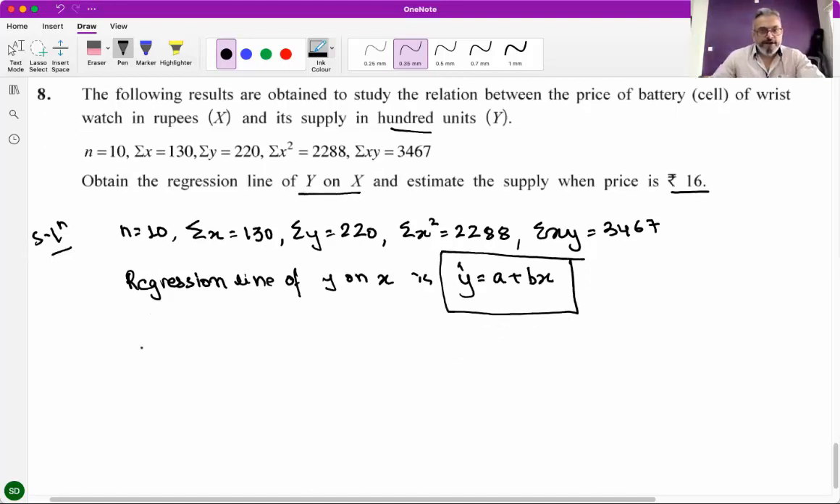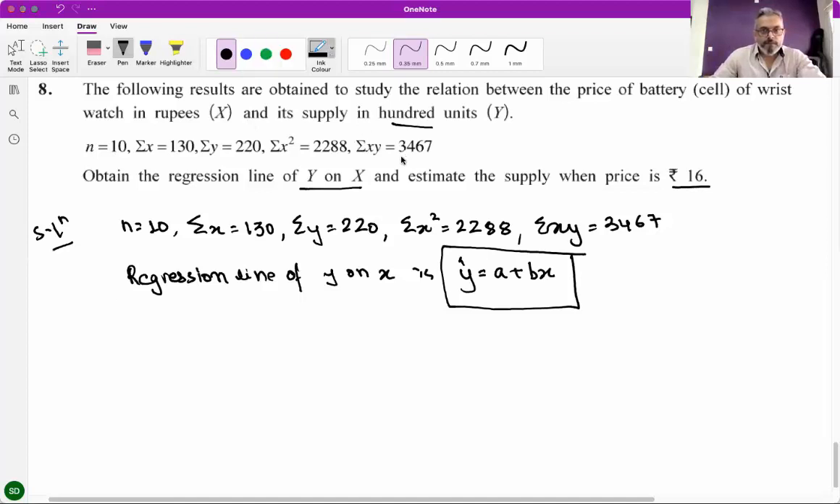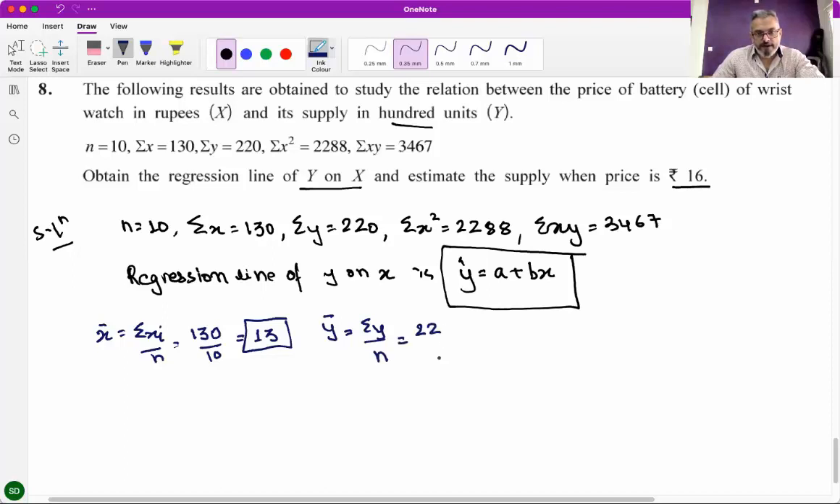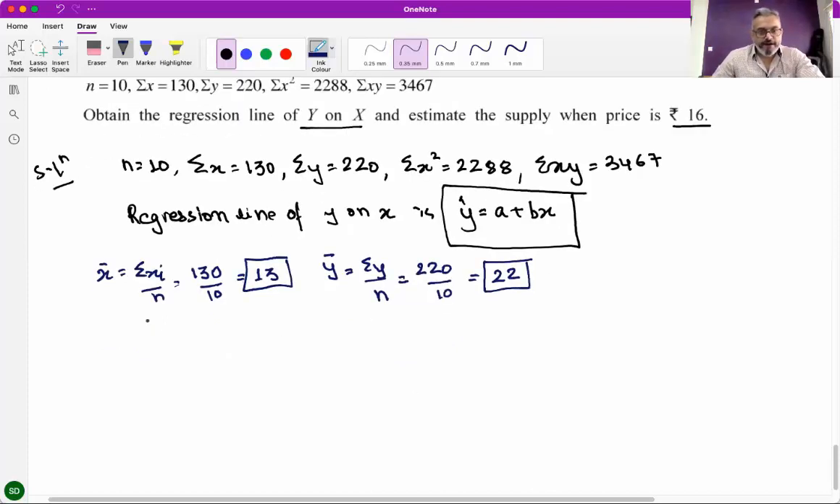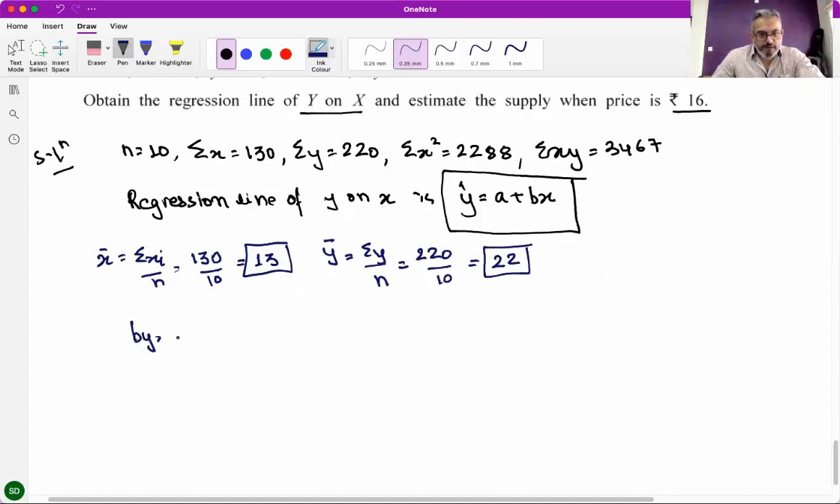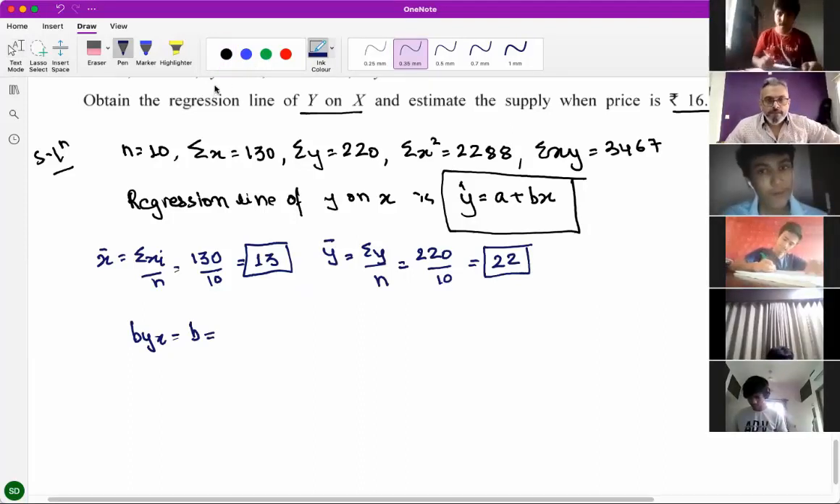Now first, let's find out x bar. X bar is equal to sigma xi upon n, which is 130 upon 10, which is equal to 13. Y bar is equal to sigma y upon n, which is equal to 220 upon n, which is equal to 22. Now, we have x bar and y bar. Let's find out b. B y on x, which is equal to b, is equal to what formula we will use over here for b? Can anyone tell me?